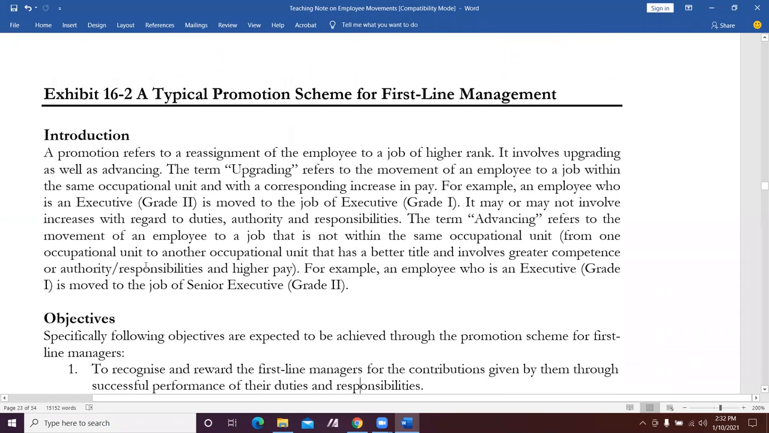Well, this is an example, a typical promotion scheme for first line management. In fact, this was an actual promotion scheme that I developed for one public enterprise many years ago. Introduction: this is only for first line management. Of course, there was another scheme for middle management, another scheme for top management, and another scheme for non-manager employees.